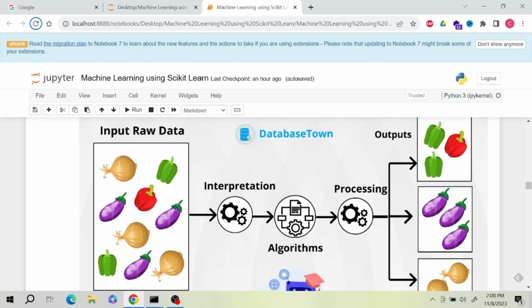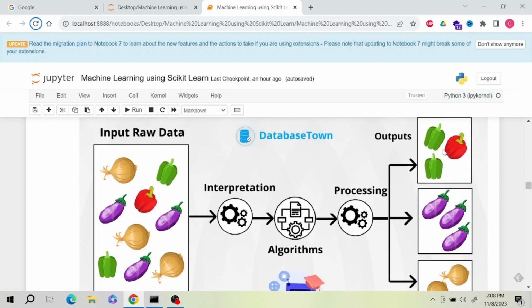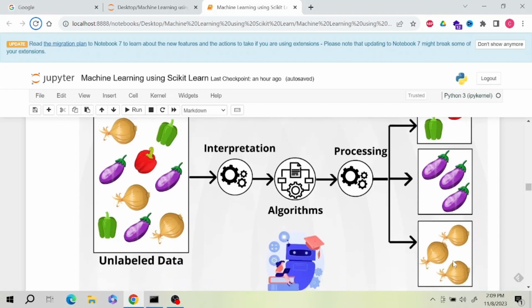So for example, we have given some vegetables, and in this case we are not saying that this is onion, this is brinjal, and so on. We just give the data to the machine learning model, and the algorithm should learn the model and be able to identify that all these three things are similar, so it groups them into one. All brinjals are similar, so it groups them into one, and same for onion, and so on. Now it doesn't know that this is brinjal, this is onion, but it knows that whatever is here is of the same kind, and it is different from the other kind, and what is in the third group is of the same kind, and so on.